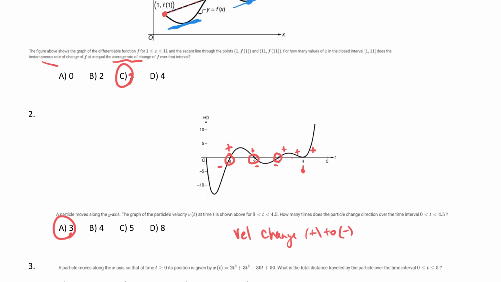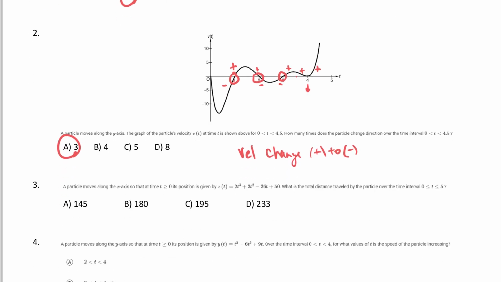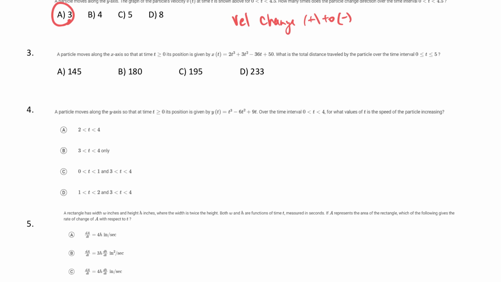Okay, so let's do the next one. Let's take a look here, and let's slide this up. A particle moves along the x-axis at time t greater than 0, so its position is given by this equation. What is the total distance traveled by the particle over 0 to 5? So we have a position and we need total distance. But we do need to take into account when it goes backwards.